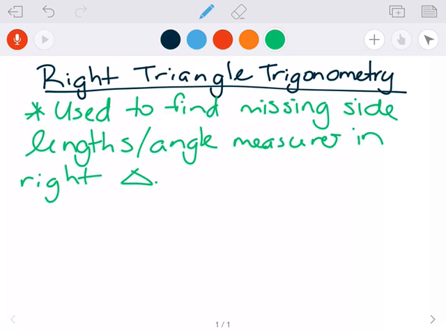So we can use right triangle trigonometry to find the angle measure if we're given two side lengths, or we can also use right triangle trigonometry to find a side length if we are given one angle and one side length. So let's go ahead and go through an example of what this could look like.